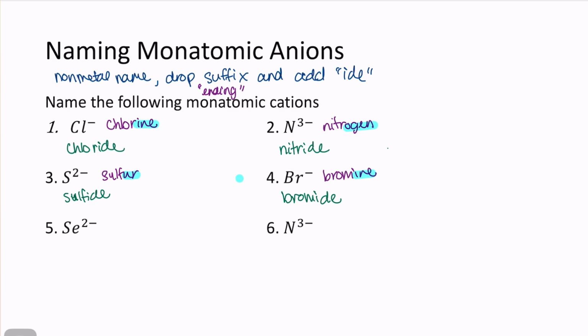In number 5, we have selenium. And the suffix for selenium is the "um". Technically, I guess you could say it's the "ium". And we're going to replace that with "-ide". So we have selenide. And then hopefully you saw that nitrogen is the same here for 6, and this is going to be nitride again.